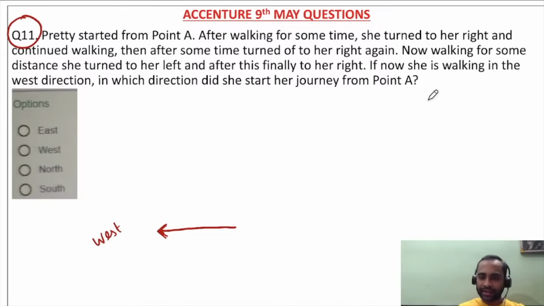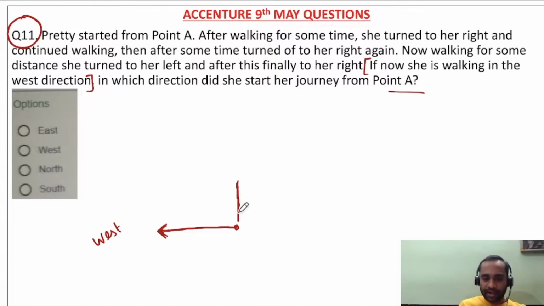So now her final direction is west, since she is walking in the west direction. Then we have to find out in which direction she started her journey from point A. So now let us go back. She turned to her left and after this finally turned to her right. So now finally she has turned to her right.